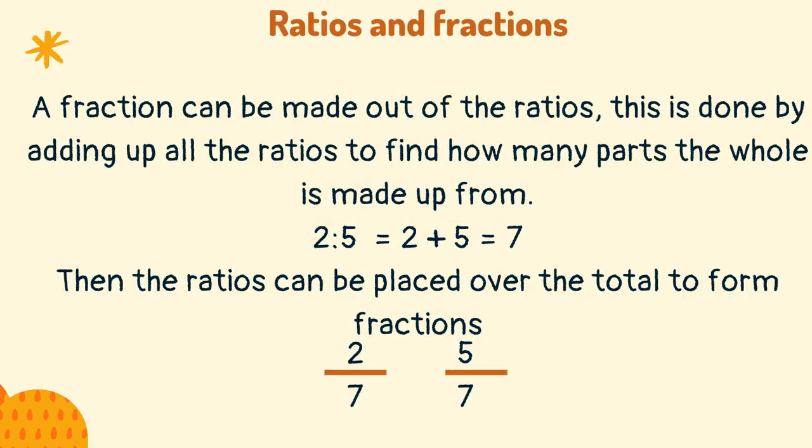A fraction can be made out of the ratios. This is done by adding up all the ratios to find how many parts the whole is made up from. 2 to 5 equals 2 plus 5 equals 7. Then the ratios can be placed over the total to form fractions, making 2/7 and 5/7.